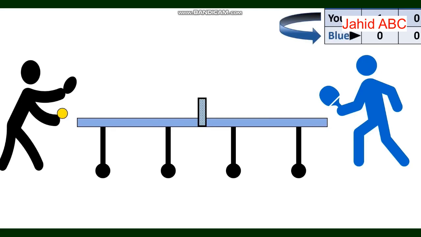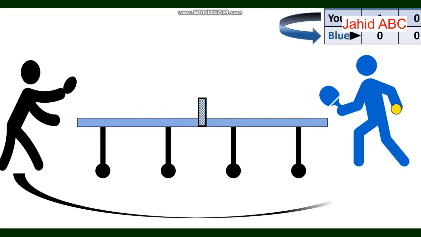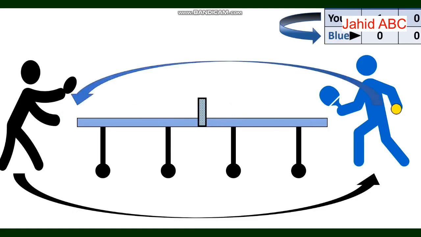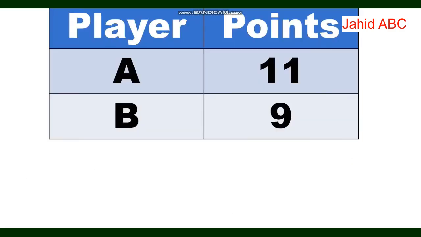Not only that, you also change sides. So you would go to the other side of the table and that person would come to your side of the table. So when does the match end? The match ends when you win 3 games. So you win 11 points to win 1 game, and if you win 3 games, then you win the whole match and you are the winner.